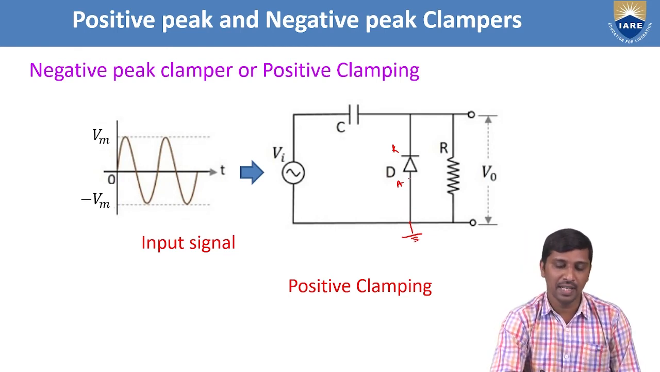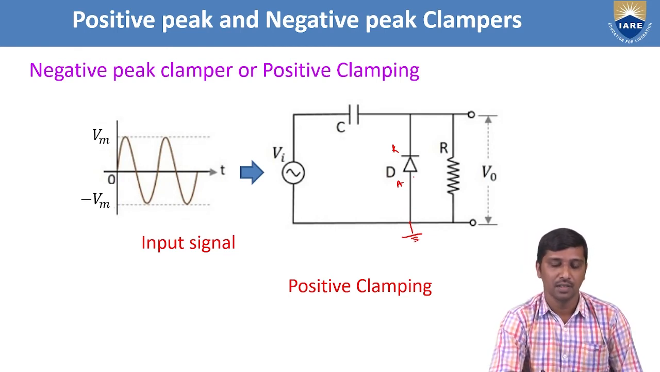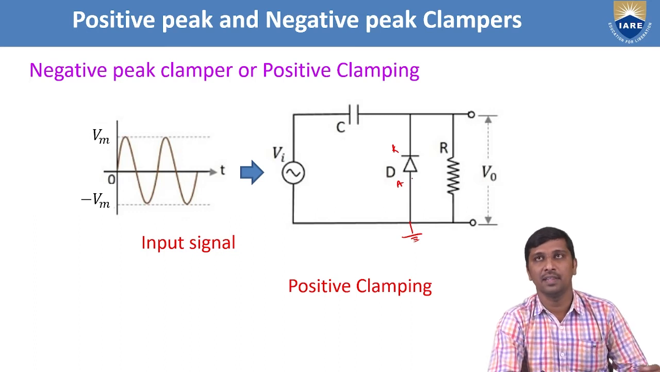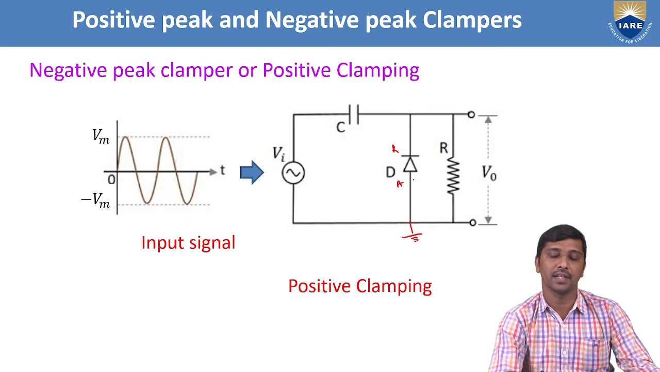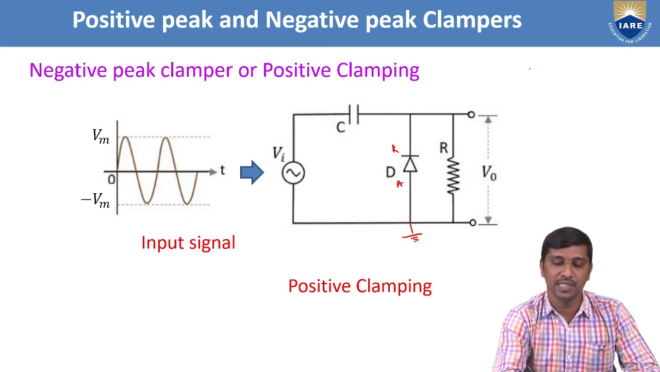Now we'll see what happens based on the utilization of this diode. We know the rule for when the diode is conducting and non-conducting: the anode voltage must be greater than or equal to the cathode voltage, and only then can we say the diode is in the conducting state. Otherwise, the diode is in the non-conducting state.